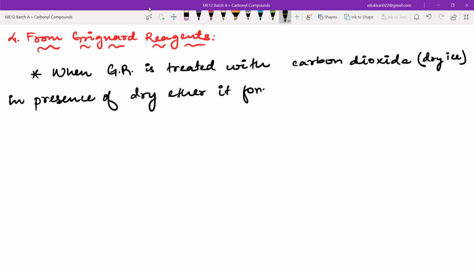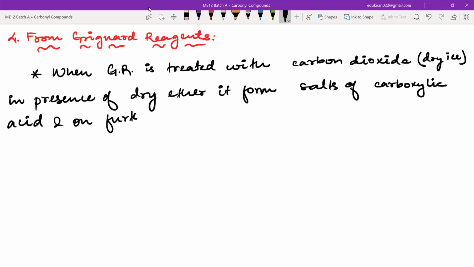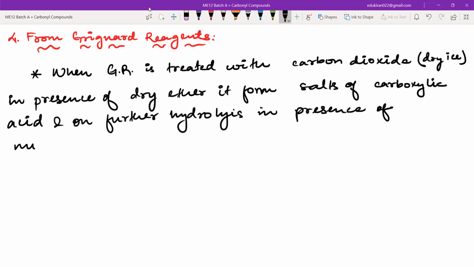It forms salts of carboxylic acid, and on further hydrolysis in presence of mineral acids, meaning the acids that will give you H plus.